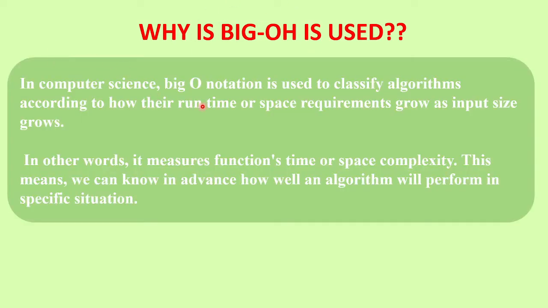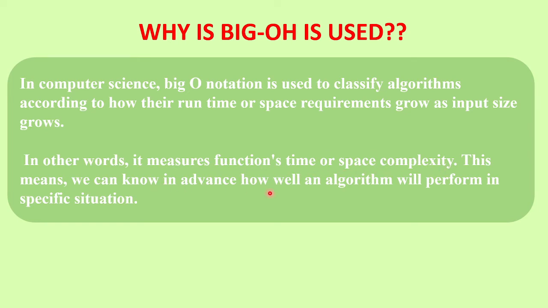So now why is big O used? In computer science, big O notation is used to classify algorithms, whether it is a best algorithm, a worst algorithm, or an average algorithm, that you classify using the asymptotic notations. And big O is one of the asymptotic notations which is particularly used to classify worst case algorithms based on their running time and space requirement. So in other words, it measures a function's time or space complexity.